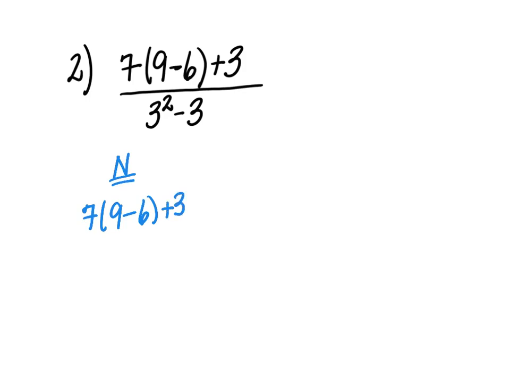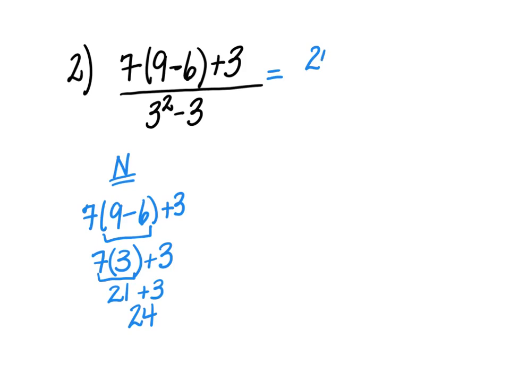So the first thing I need to do is the grouping symbol. 9 minus 6 is 3, but I have to keep the parentheses here because the parentheses are also telling me to multiply. So then I bring down the rest of my problem. Now my problem is 7 times 3 plus 3, so I'm going to multiply. 7 times 3 is 21, plus 3 is 24. So my numerator simplifies to 24.